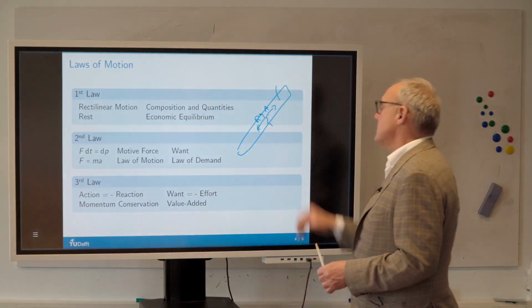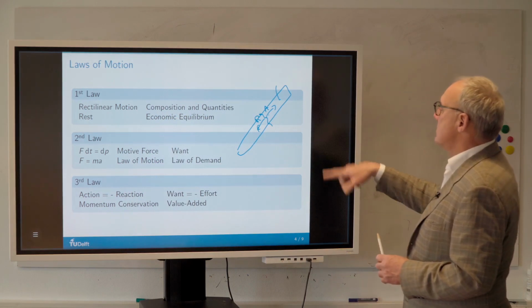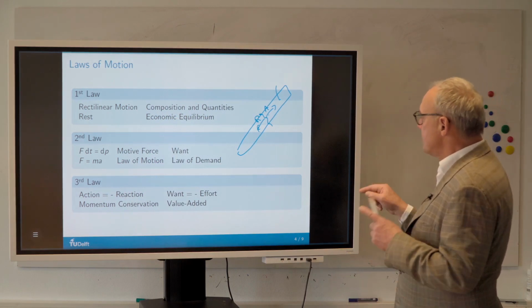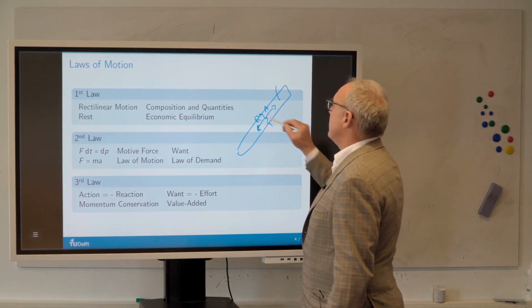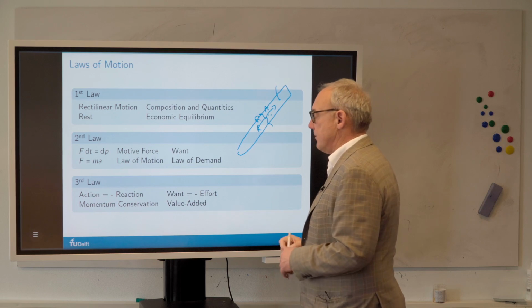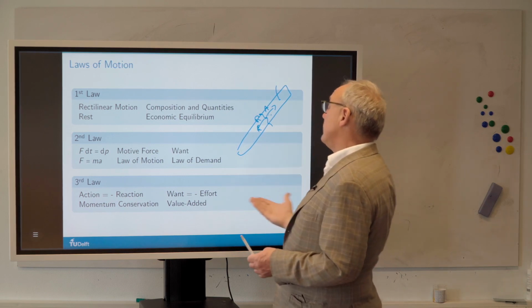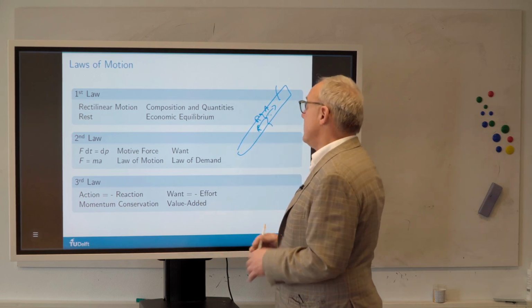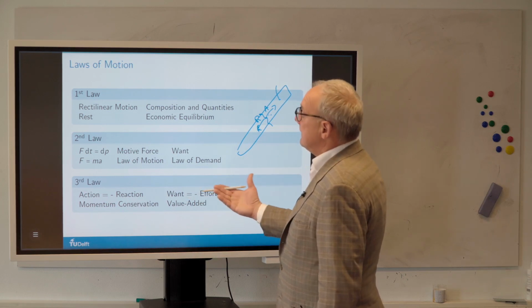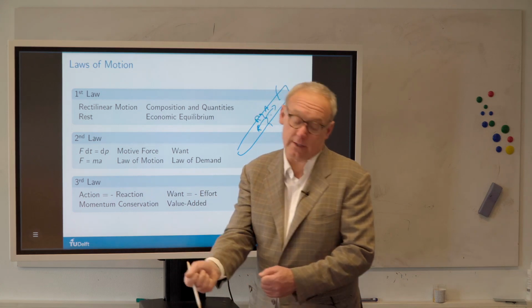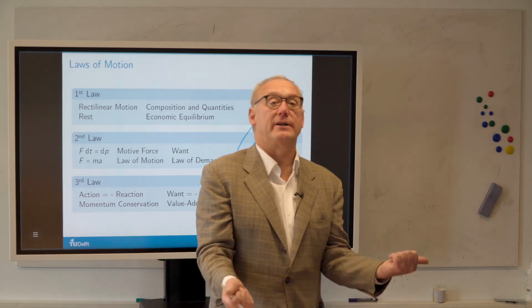So he's just talking about these two forces that are always balancing within a member. So when you have two masses working on each other, this is the same thing you would like to see in economics, that there's some way that your want is balanced by an effort on the other side.